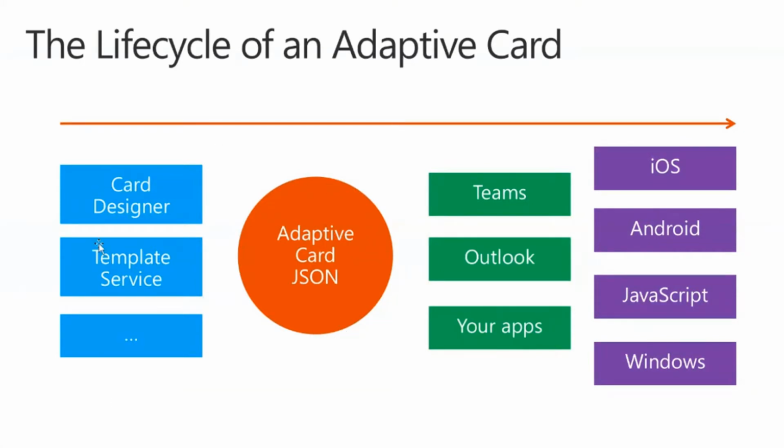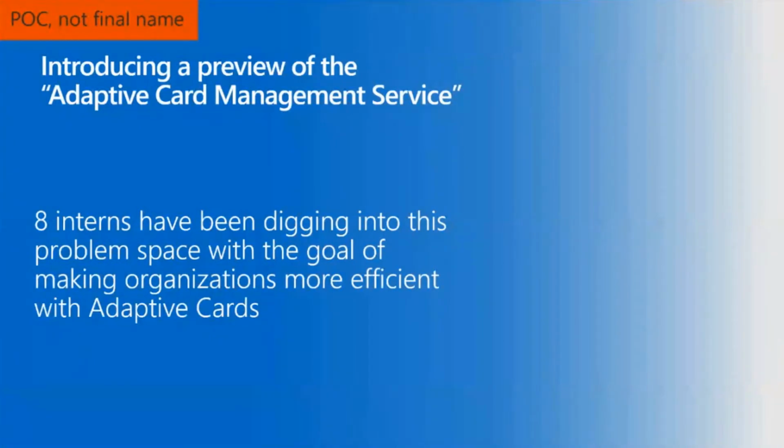So the interns, who we're going to see, who've been building this project, have been really focusing on this left half of the story, finding new ways to help teams of developers and designers collaborate on building that JSON and sharing the JSON. Basically a better story, which we've effectively left to each developer to figure out what works best for them. So this is an attempt at really thinking about this problem space with the goal of helping organizations become more efficient designing and then collaborating on adaptive cards.